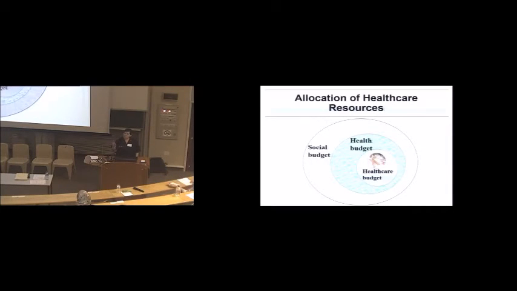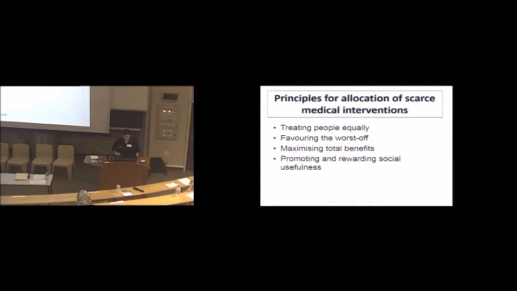Just to remember that when we talk about healthcare resources, we have to realize that at a macro level, healthcare is part of the social budget, which is also outside the health budget, then healthcare, and only after that do you have the individual patient within the healthcare budget. And most of us in clinical practice operate at that level where we advocate for individual patients.